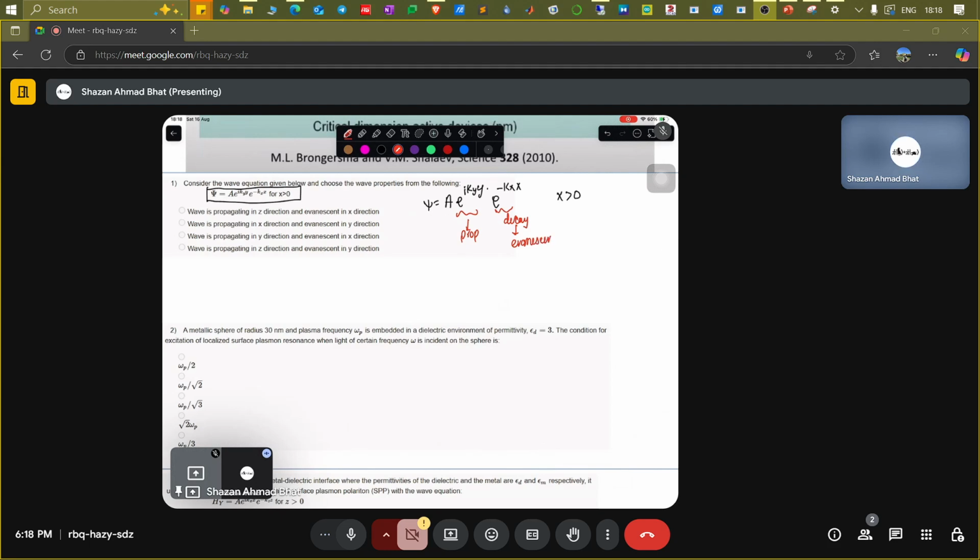Evanescent decaying part. If you have its distribution in x, then it's going to decay in x at this particular rate. And in y, it's going to oscillate. That is basically the notion of what this wave represents. So the wave is propagating in the y direction and its evanescent decay in the x direction is the answer to this question.